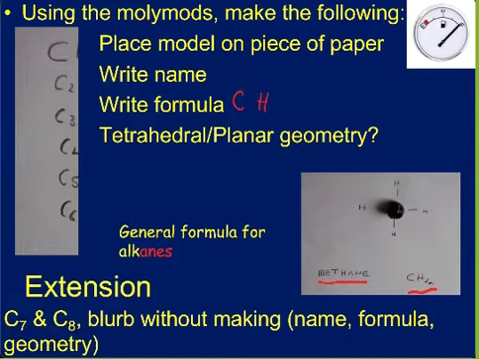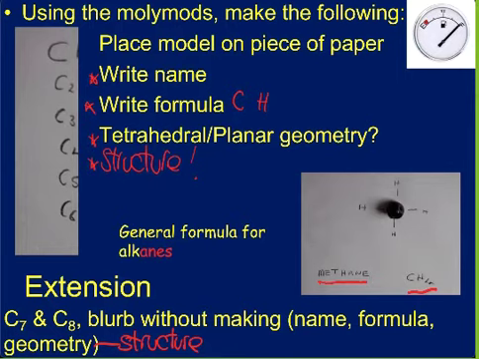So you don't have to make 7 and 8, because with the marshmallows you won't be able to lift it and move it. But can you write the blurb with that and the shape, name, formula, geometry, and structure? Okay, do you have any questions? So you'll have 4 things for each one. You can write them in your table.